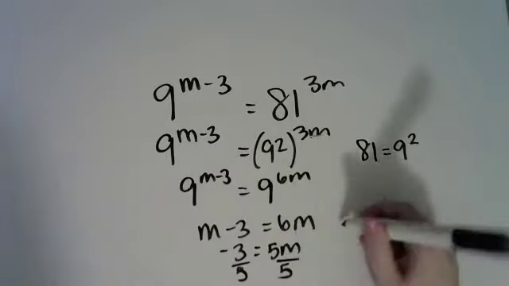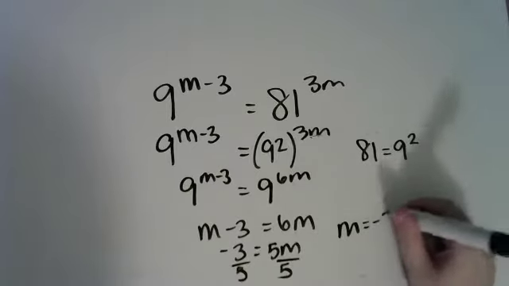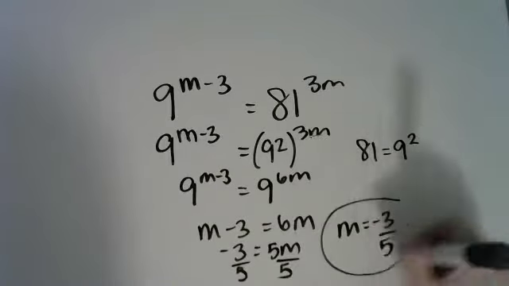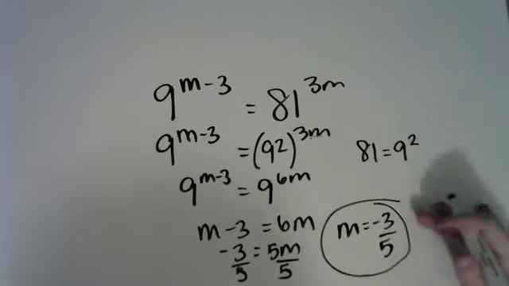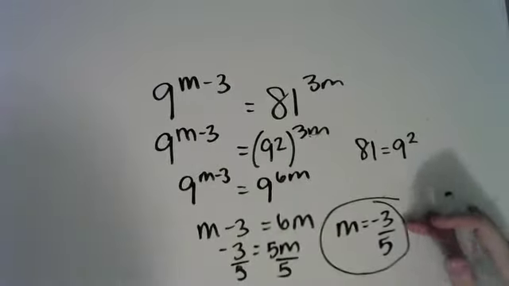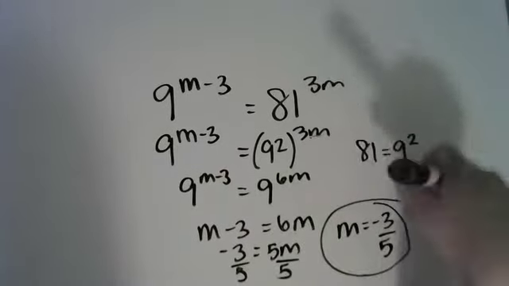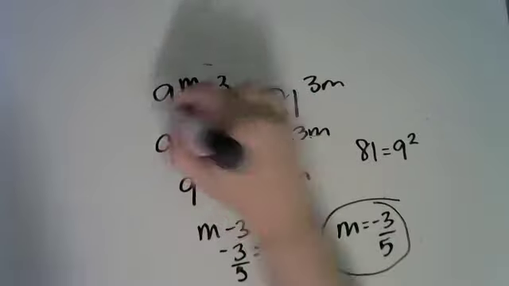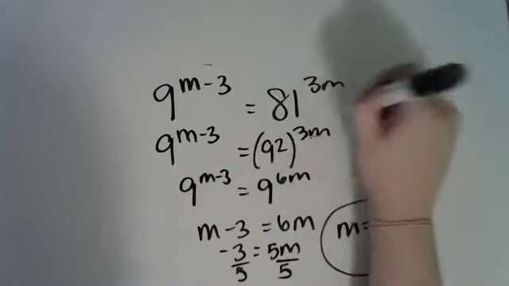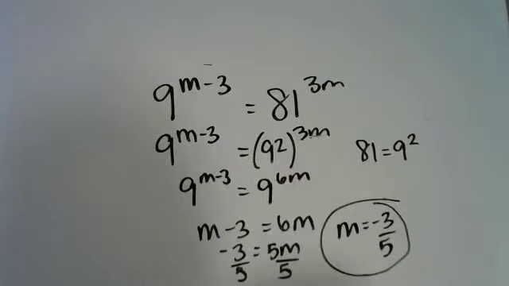Final answer is that m is equal to negative 3 over 5. You should always check your answers, so it would benefit you to take a calculator and plug negative 3/5 in here, and negative 3/5 in here, type this entire expression in your calculator, and make sure that you actually get the same answer both times.